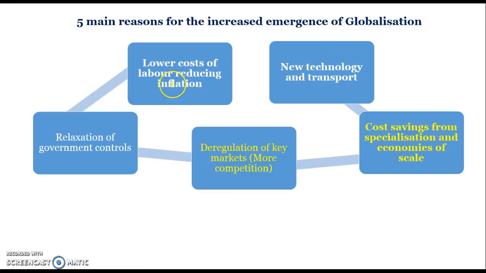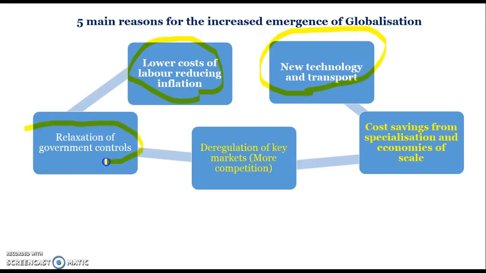The 5 main reasons for the emergence of globalisation, and we'll talk about this more in the next video, is lower labour costs for businesses, the opportunities associated with increased technology, the relaxation of government controls, and we'll talk about a range of those, the deregulation of key markets, and cost savings associated with economies of scale. And these things we'll focus on more in the next video.